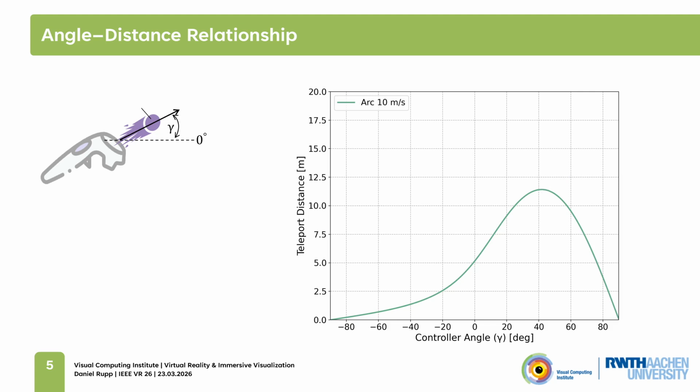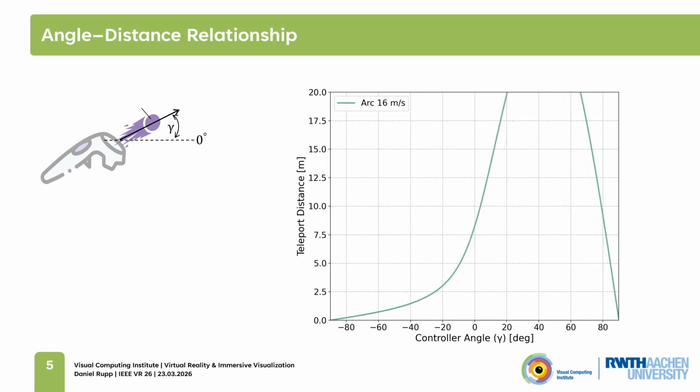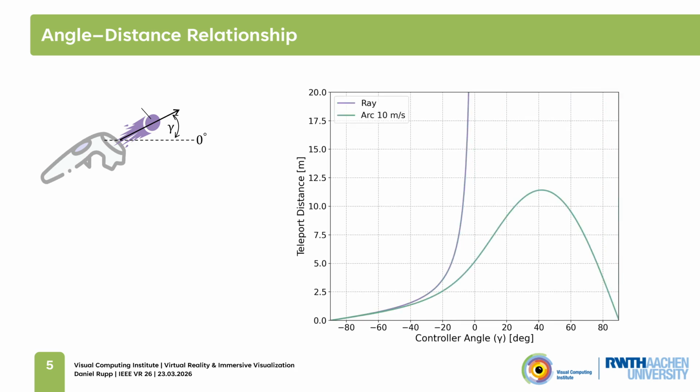First of all, the plot was constructed for the exemplary velocity of 10 meters per second. If we would have used larger values, the maximal teleport distance would increase and the parabolic curve gets steeper and steeper until we are eventually simulating a straight ray, which we now display in purple for comparison. We can also see that the angle-distance relationship is not linear.